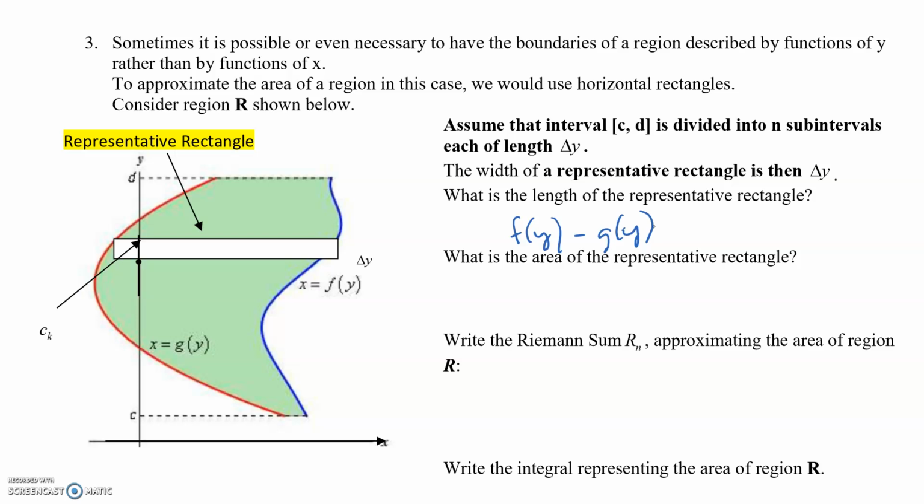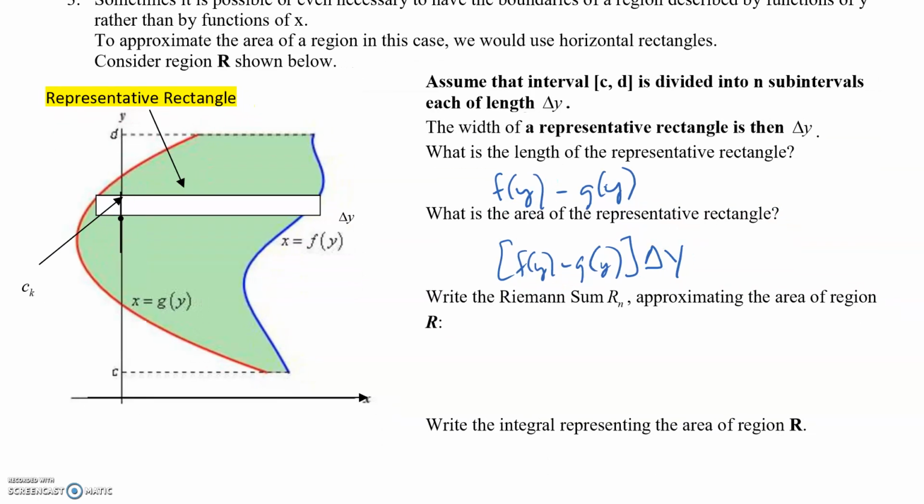And then what's the area of each of these rectangles? Well, it's still length times width. So it's going to be f of y minus g of y, and notice that the height of each rectangle is going to be delta y. This is the exact same idea with respect to x, but we're just doing everything with respect to y.